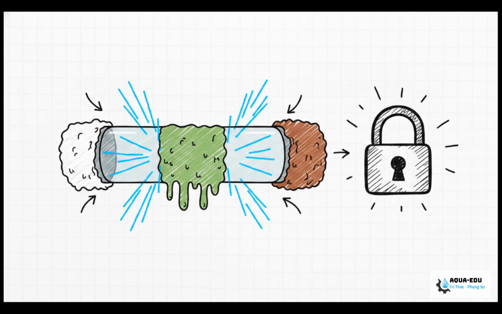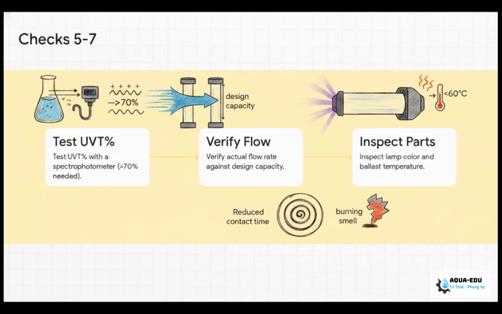Check 4 is usually our most common culprit, the quartz sleeve. After you've safely applied lockout/tagout, get in there and inspect the sleeves. If you see chalky white scale, that's calcium carbonate. Green slime, algae biofilm. Reddish-brown buildup means iron or manganese. The bottom line is, if the sleeve is dirty, the UV light is physically blocked. It simply can't reach the water. For check 5, test the water's UVT%. We absolutely need it over 70%. If it's too low, our upstream clarification is failing us. Check 6.